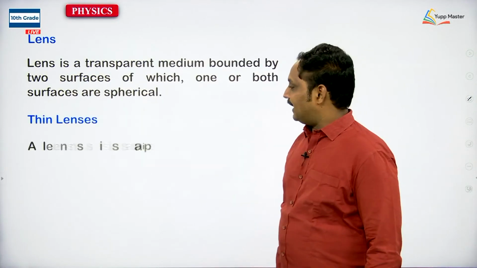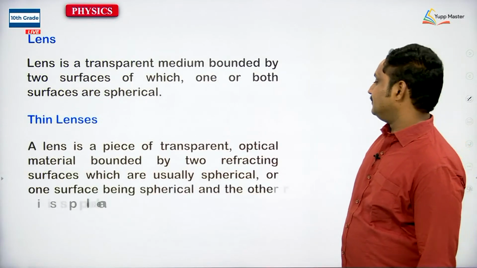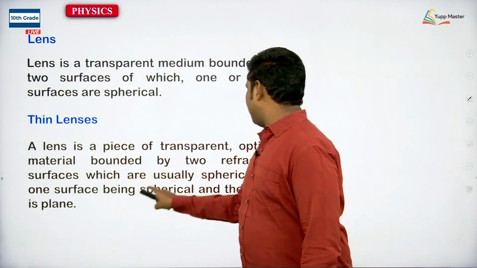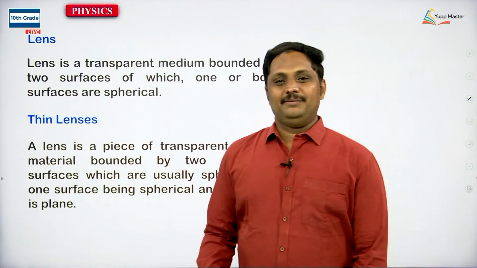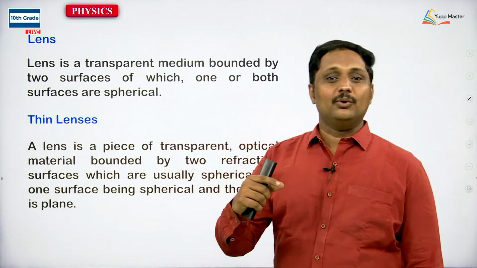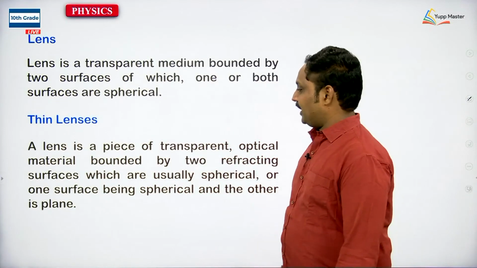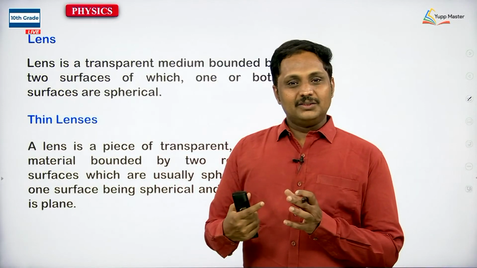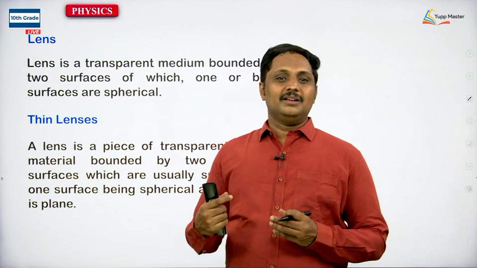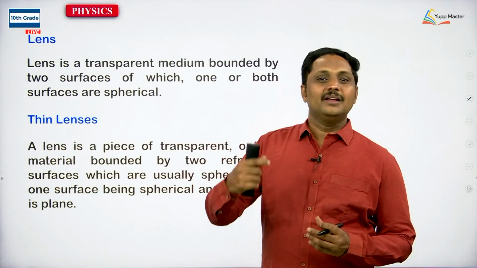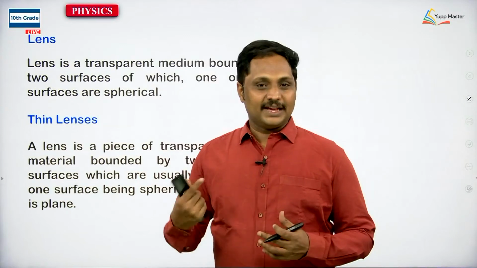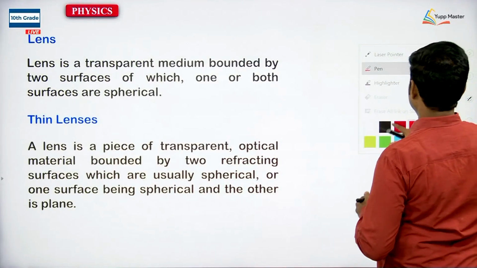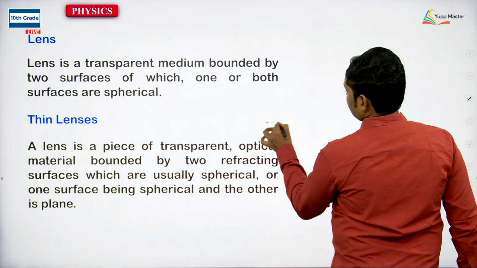Let's go for the thin lens, which is usually spherical, or one surface is spherical and the other is plane, that is a Plano convex or Plano concave lens. If you take experiments in light, you can use the Plano convex lens in Newton's interference experiment. So this is one lens.